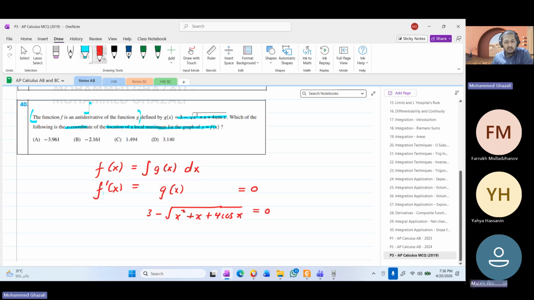Right, so what's the answer there? Did you solve it? So you got an answer of D. The x value you got is 3.140. Good.